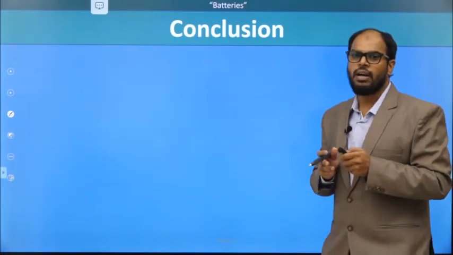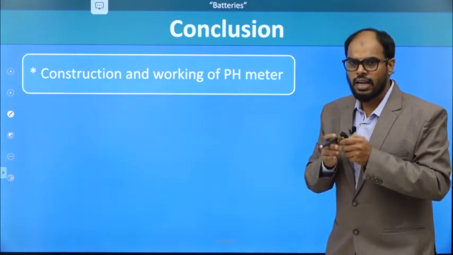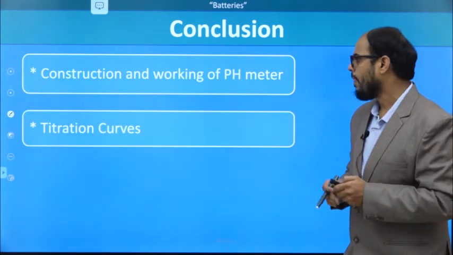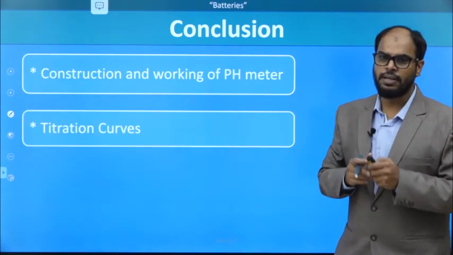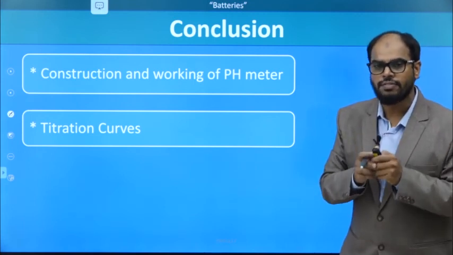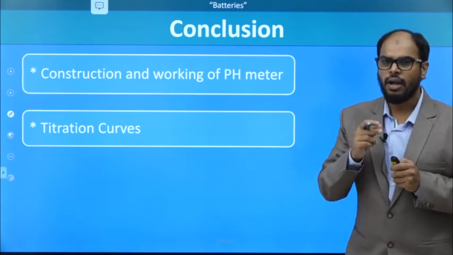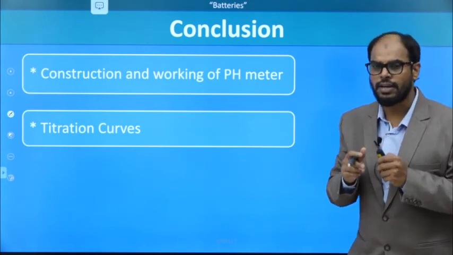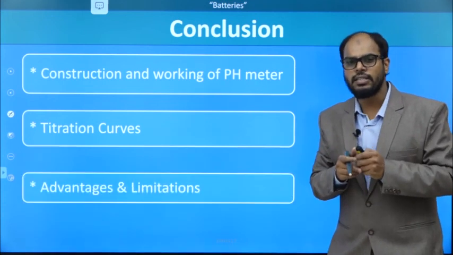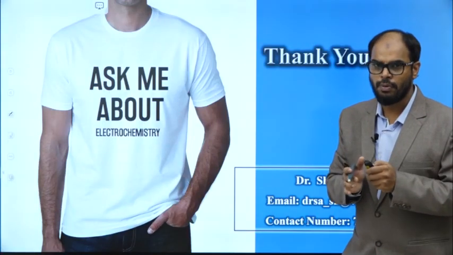We have come to the end of this video lecture. In this video lecture, we have understood the construction of a glass electrode and the working of a pH meter. And using this pH meter, we have understood different kinds of titration curves, or the graphs which are obtained by plotting pH on the y-axis and volume of the titrant on the x-axis, and finally we have covered some of the advantages and limitations of using a pH meter. I have sufficiently covered all the points of this pH meter.